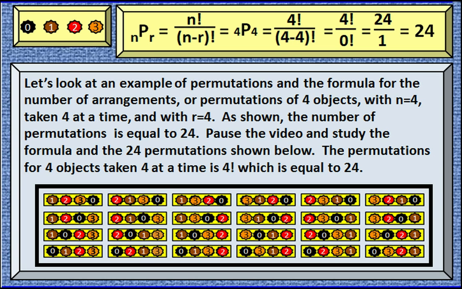Let's look at an example of permutations and the formula for the number of arrangements or permutations of 4 objects, with n equal 4, taken 4 at a time, and with r equals 4. As shown, the number of permutations is equal to 24. Pause the video and study the formula and the 24 permutations shown below. The permutations for 4 objects taken 4 at a time is 4 factorial, which is equal to 24.